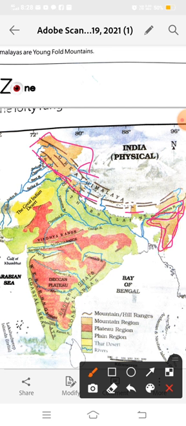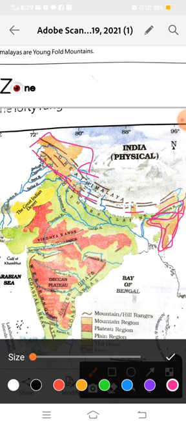Okay, so now we will read about the northern plains. It is also a delta region. So see, where are the northern plains? See, it is in the south of the Himalayan range. Northern plains lie to the south of the Himalayan range. It means northern plains lie at the bottom, in the foothill of Himalayas. We can say the foothill of Himalayas, in the downside of Himalaya.